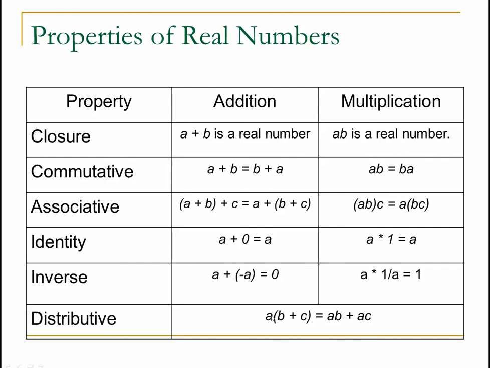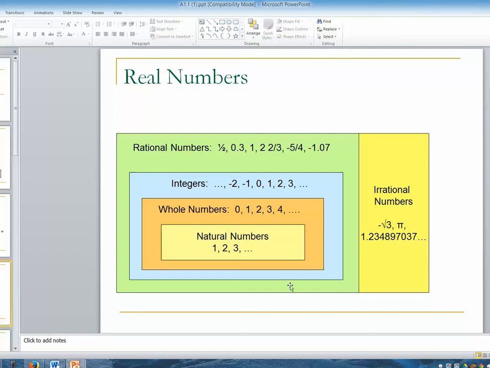And the distributive property says that A times a quantity of B plus C is A times B plus A times C. Okay, let's see what else we have here.